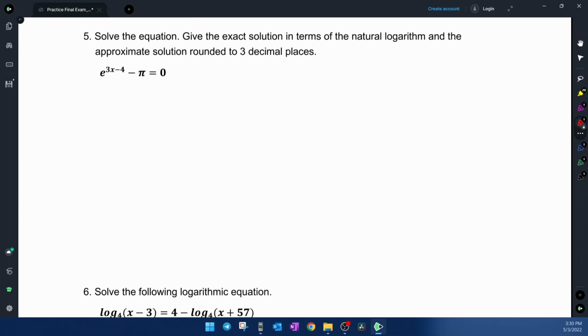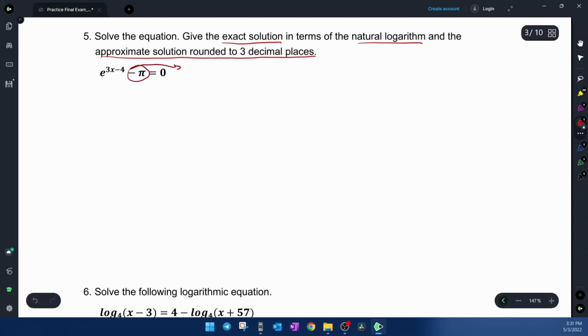Next, number 5, solve the equation. Notice it says give the exact solution in terms of the natural logarithm. And then we also need to find the approximate solution rounded to 3 decimal places. So here we have an exponential equation. The first step is to isolate the exponential part. So we are going to have to move negative pi to the other side, giving us e to the 3x minus 4 equals pi.